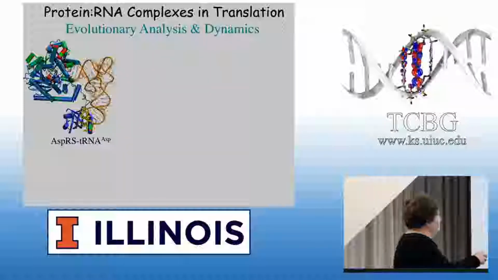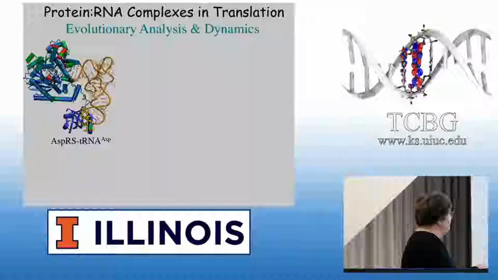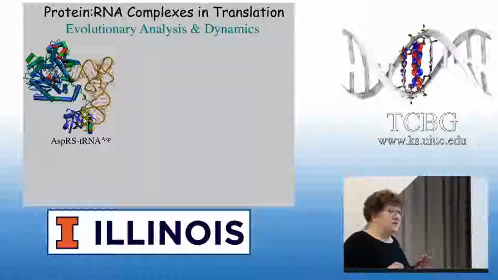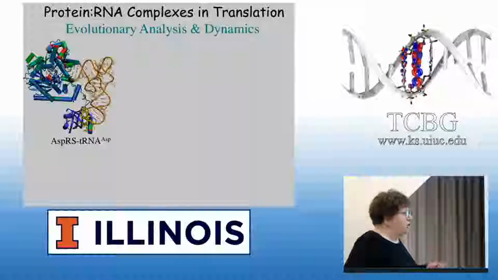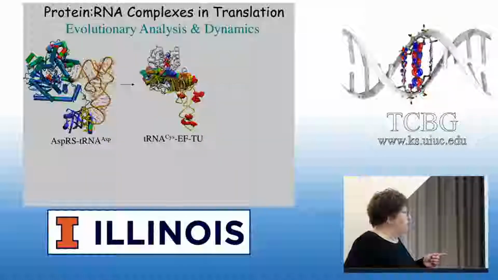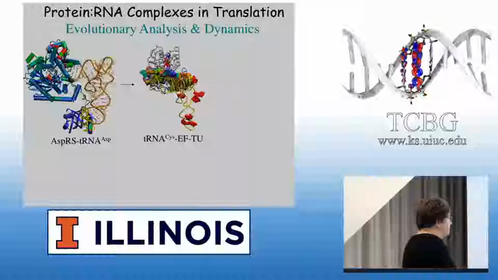So these are the guys that are setting the genetic code. They have to read the anticodon and put the right amino acid here in the active site. And that's a long distance away. So the signaling, the communication networks are extremely important. Once you have charged the tRNA, it gets transported to the ribosome with this elongation factor, this EF-Tu.